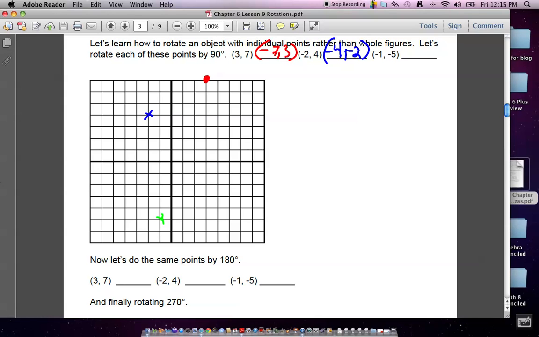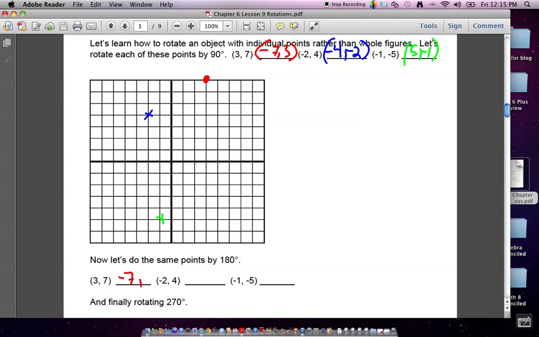What do we get now? I don't think you get -5, -1. +5, -1. Right? Okay. Now, the next section says, let's do the same points by 180 degrees. What do you think you're going to do to your paper this time? Turn 180, which is basically turn it upside down. It's 90 and then another 90. So turn your paper 180 degrees. Tell me what we get for 3, 7.